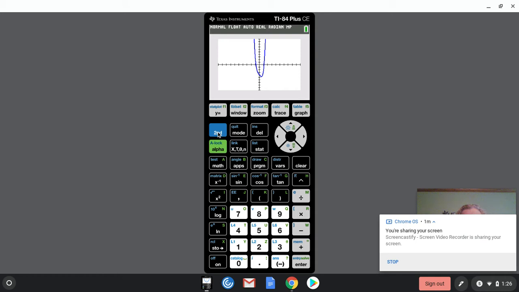Okay, so what I'm going to do is second, calculate, or the trace button. Okay, and these are all the commands that we studied. So number 2 is the first one right here, zero.